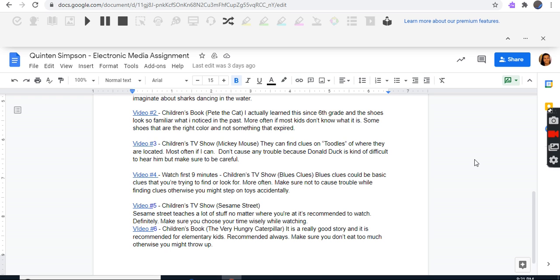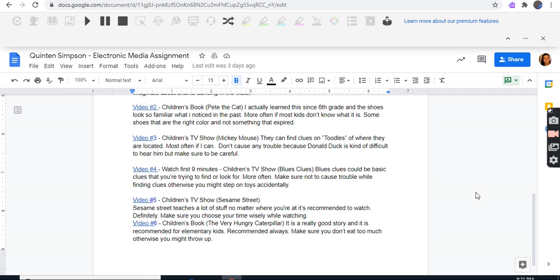Video 3, children's TV show, Mickey Mouse. They can find clues on Toodles of where they are located. Donald Duck is kind of difficult to hear, but make sure to be careful. Watch the first 9 minutes of video 4, children's TV show Blue's Clues. Blue's Clues could be the basic clues that you're trying to find. Make sure not to cause trouble while finding clues, otherwise you might step on toys accidentally.